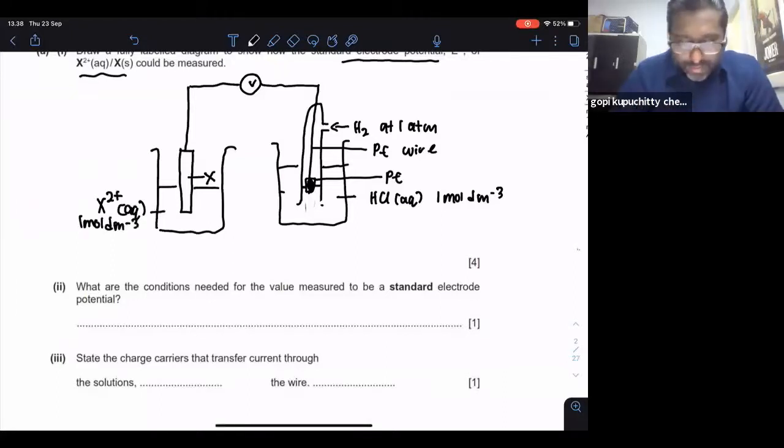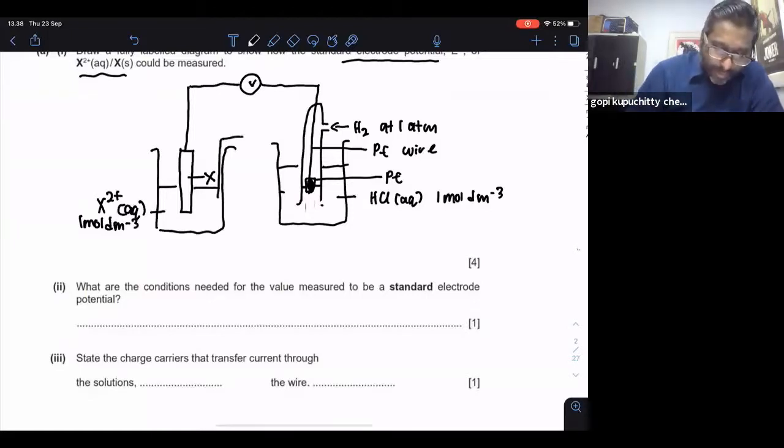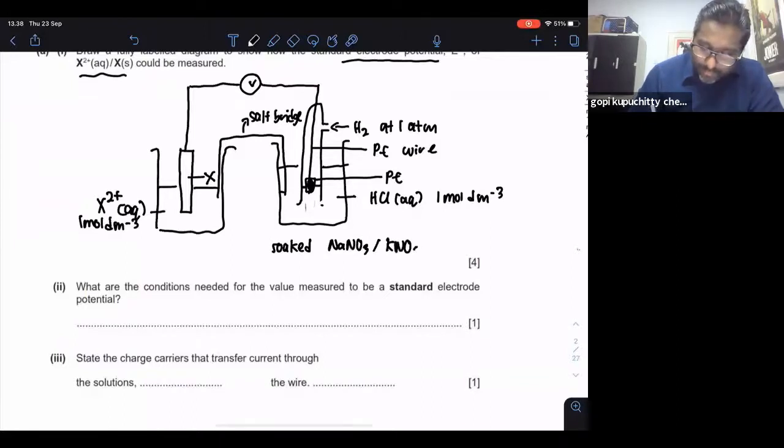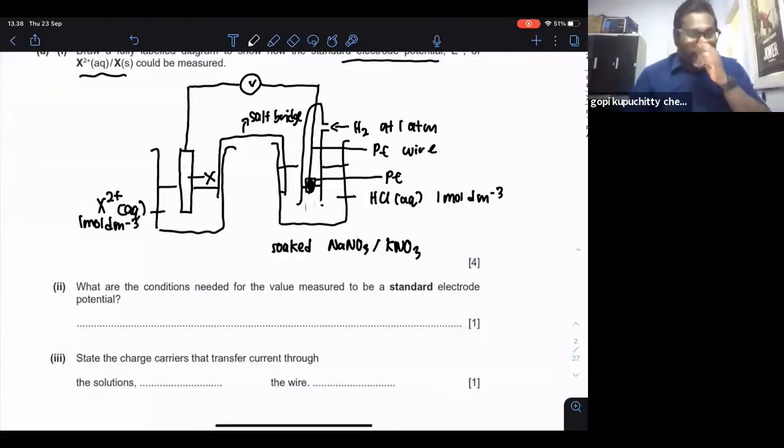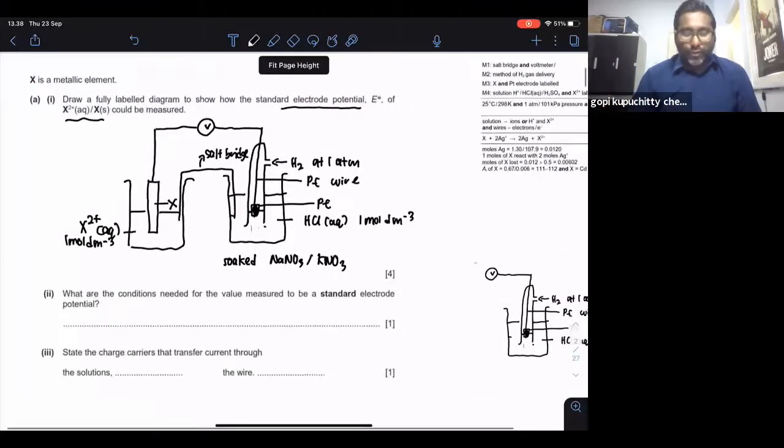And make sure you complete the circuit by drawing the salt bridge. So this is going to be the salt bridge, and this salt bridge must be soaked with sodium nitrate or potassium nitrate. So that is the salt bridge to complete the circuit. So this is going to be a diagram. How do you measure the standard electrode potential?